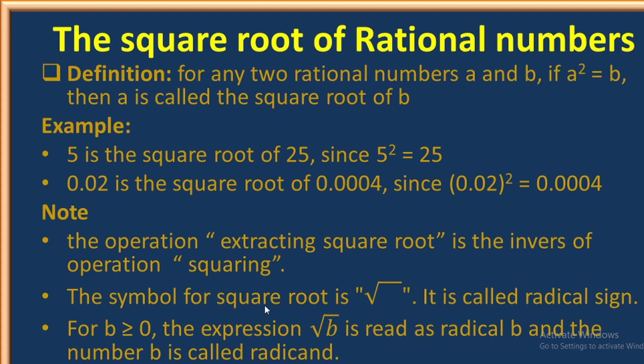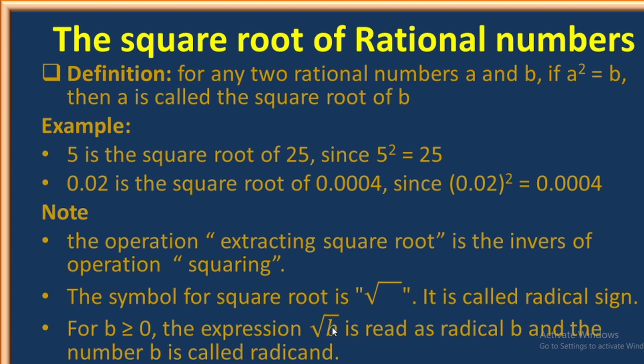So the symbol for the square root is this radical, and it's called what? The radical sign. For any rational number b greater than or equal to 0, the expression radical b is read as radical b. Radical, this is the radical, and this is b.